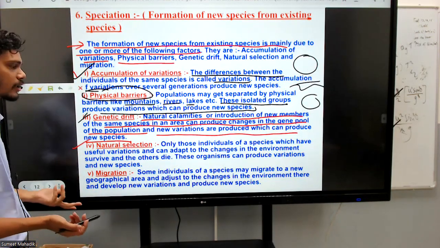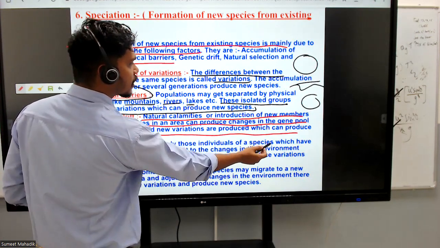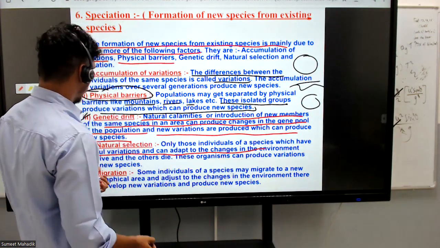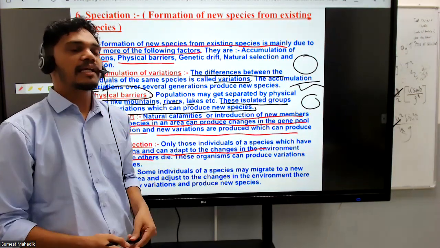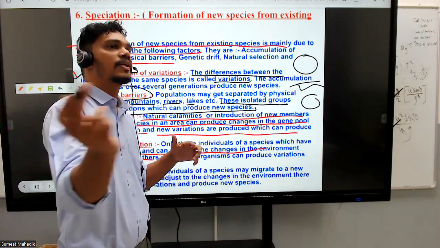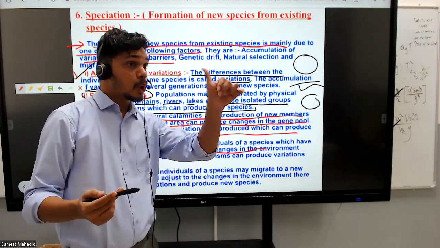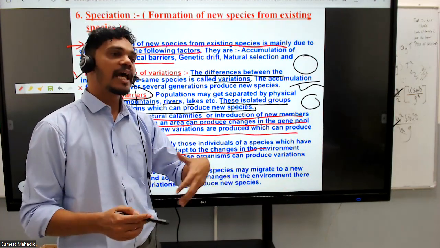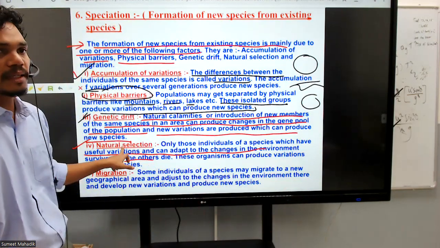Now, natural selection: only those individuals of a species which have a useful variation and can adapt to changes in the environment survive. For example, the dinosaurs couldn't survive properly. Why? Because they could not withstand the environment. But the crocodile and the cockroach, from the same generations, are still alive because they have adapted themselves. So natural selection is there.